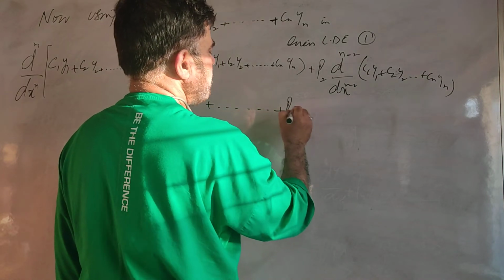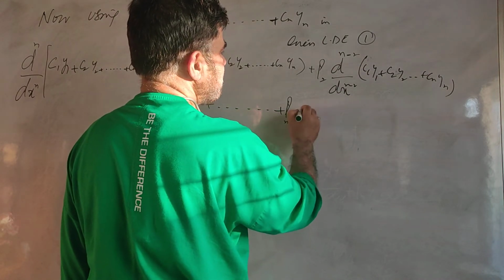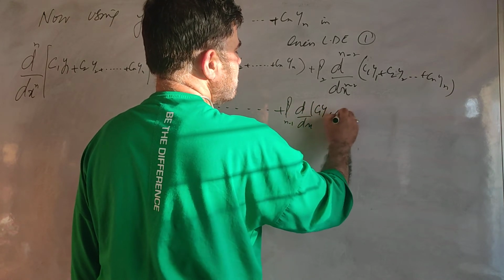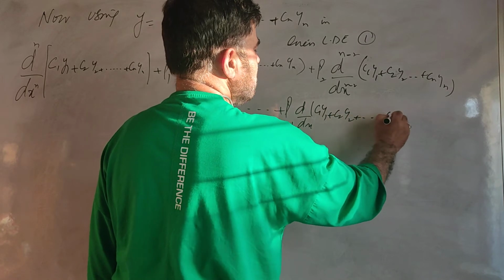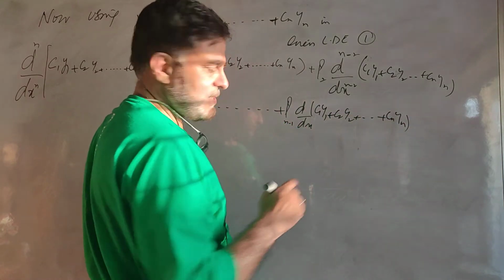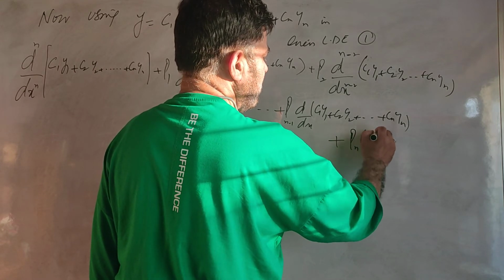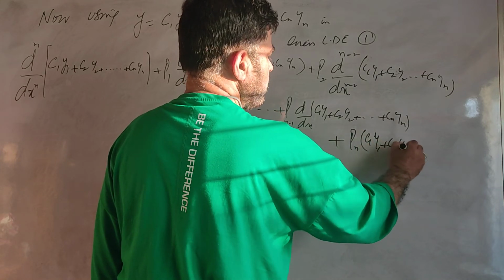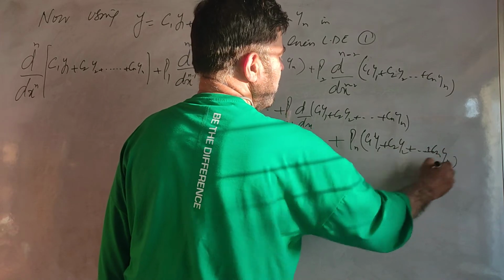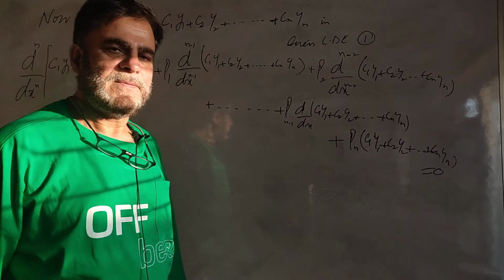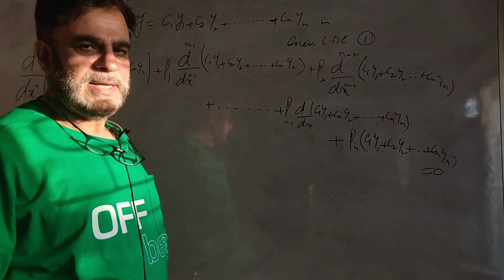Last but one is p_{n-1} d/dx of (c1 y1 + c2 y2 + ... + cn yn). I am replacing y by this, and then it is p_n (c1 y1 + c2 y2 + ... + cn yn) = 0. I am using this value of y, which I have to prove is also a solution of the given equation.